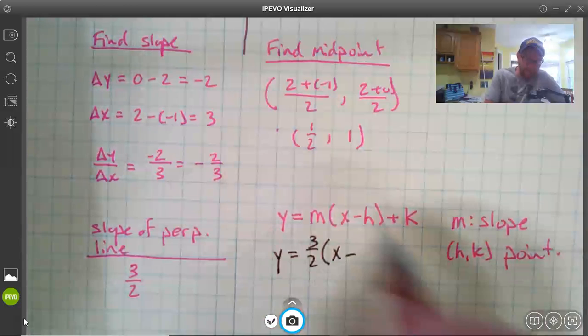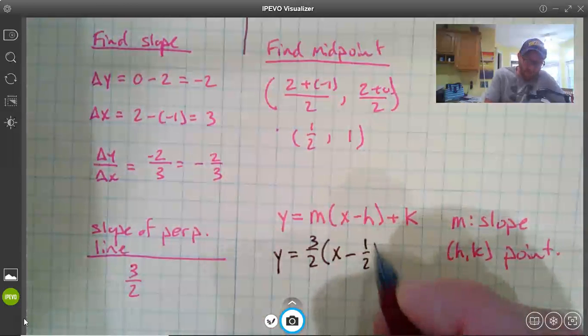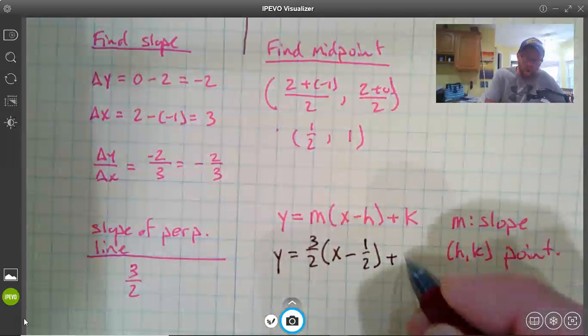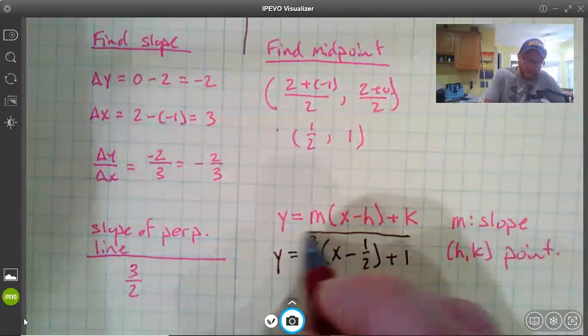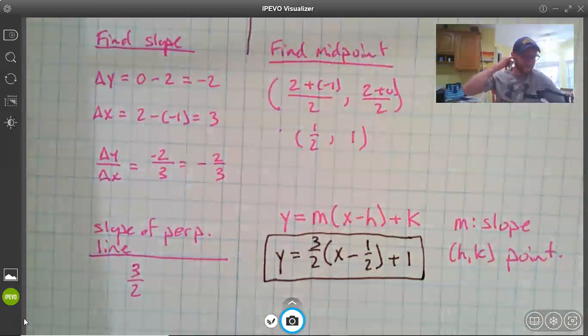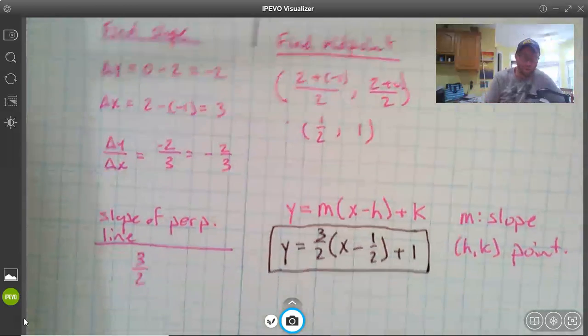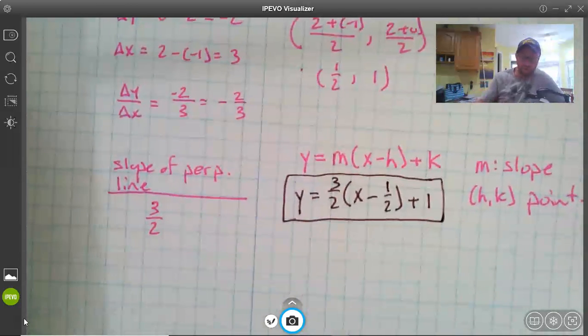3/2 x minus our x-coordinate, which is 1/2, plus our y-coordinate, which is 1. And now we have the equation of our line. Right? Now we can use that equation to find some additional points on the line. Right, so let's take a look here.